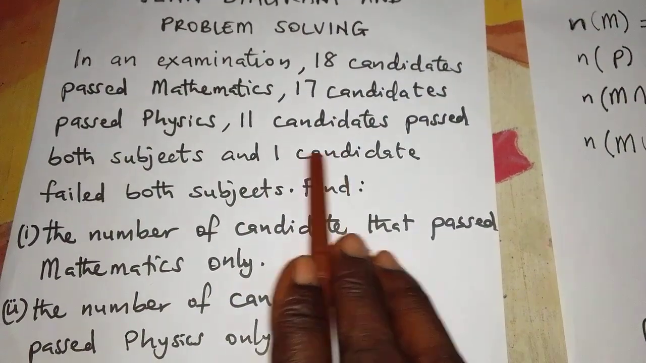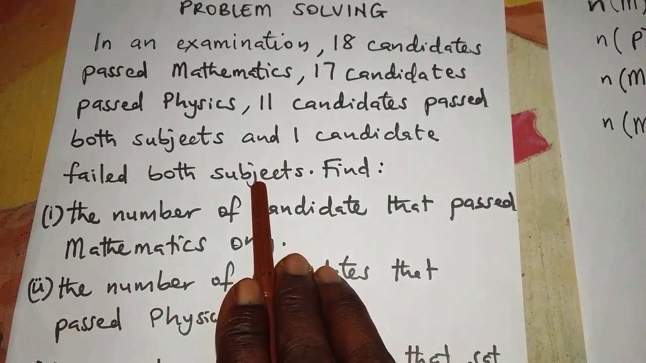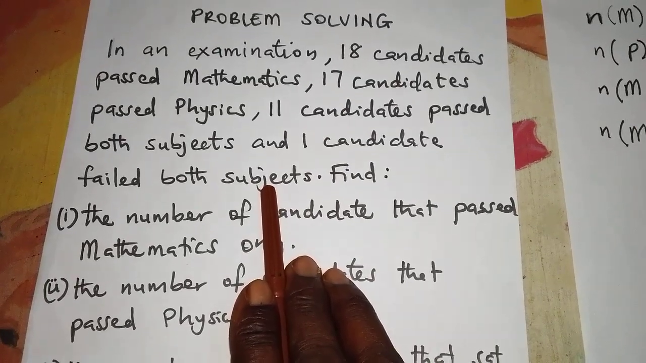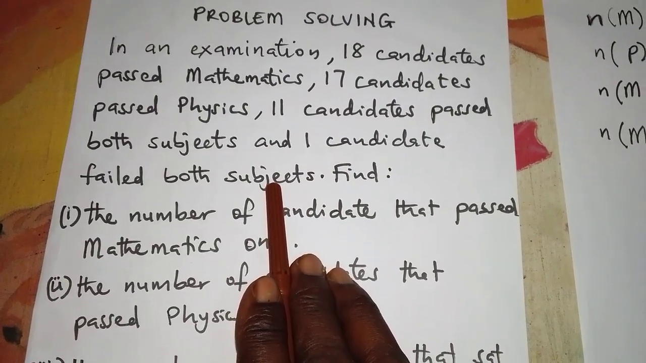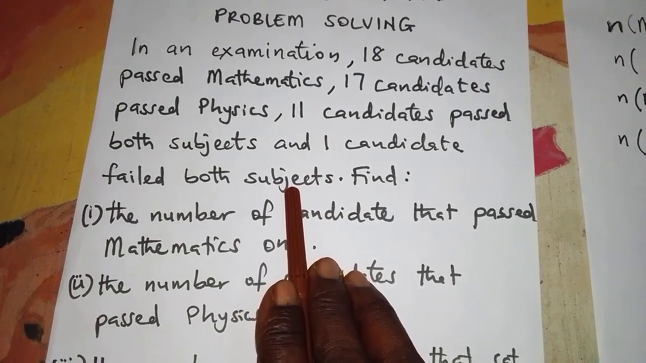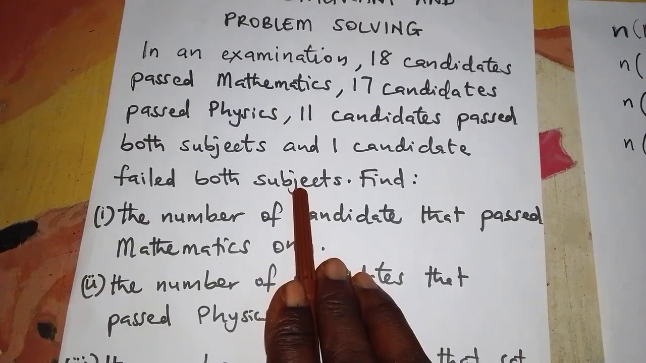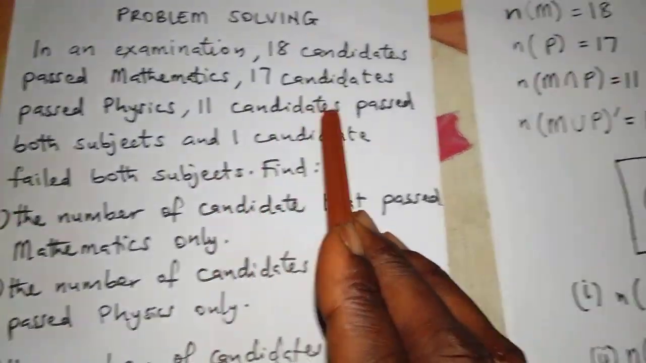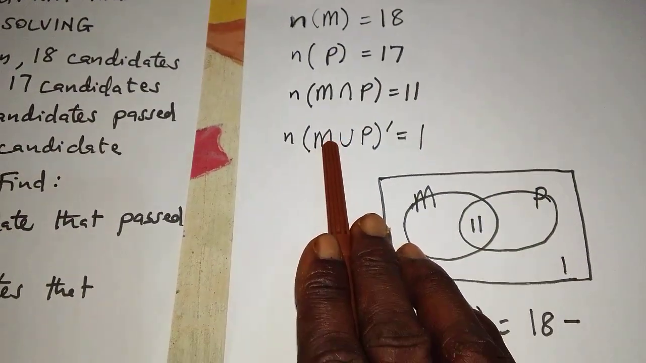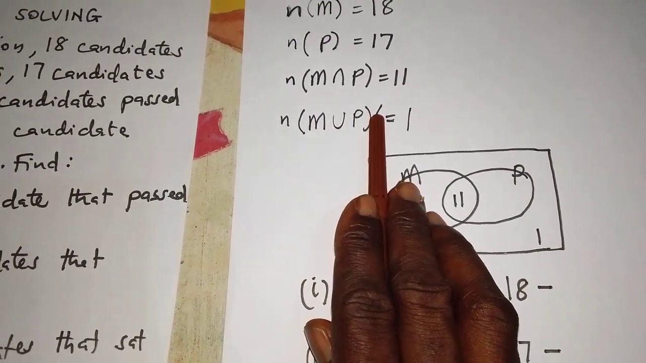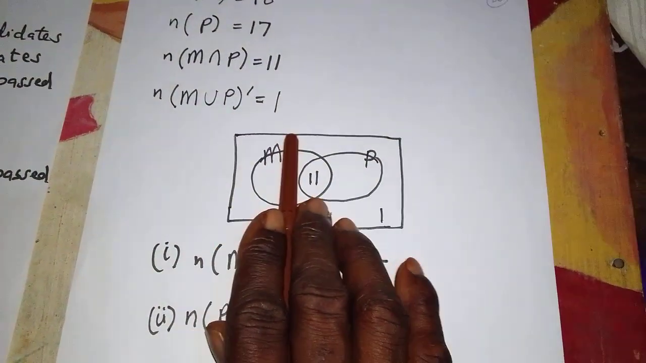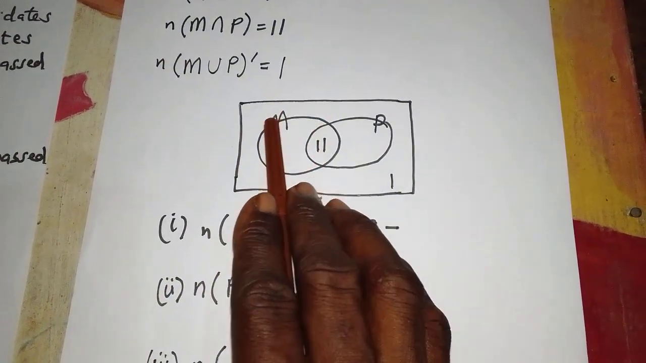And 1 candidate failed both subjects. So that means the candidate did not pass mathematics and did not pass physics. So when you are writing that one, it means those that did not pass any of the 2 subjects. So that means the mathematics union physics complement. We have only 1.